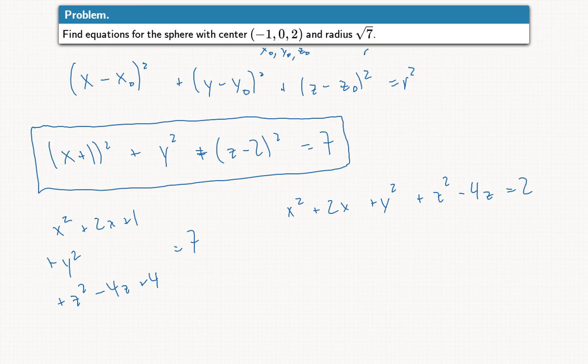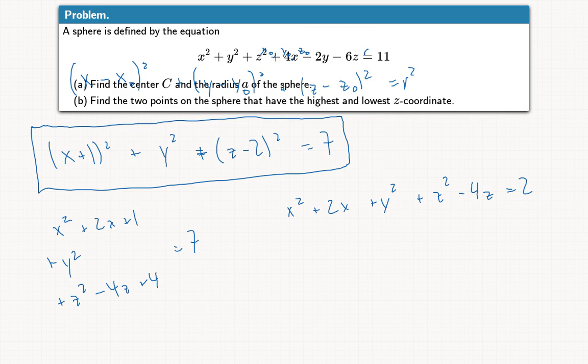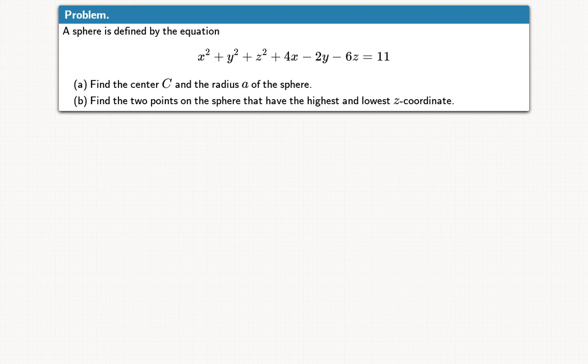So the only reason I did that expansion is to prepare for the next problem. So now let's say we were given the equation for a sphere in that expanded out form. Now we want to find the center and radius of the sphere, and then it asks us to also find the 2 points on the sphere that have the highest and lowest z coordinate. So for part A, we'll complete the square.